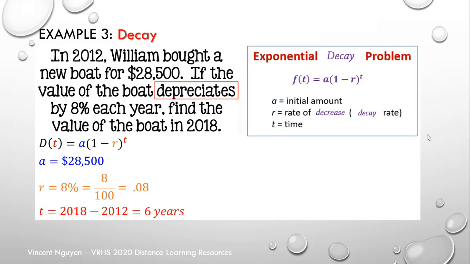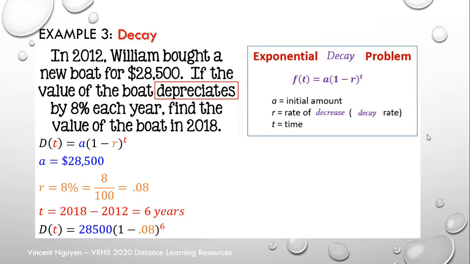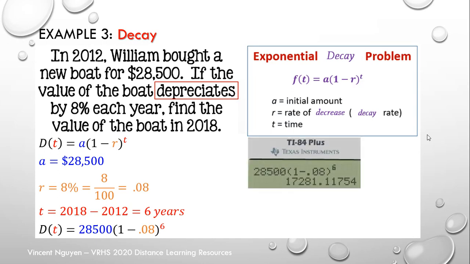T is our time. Again, to find out the time, you take the year that you wanted to estimate, and then you subtract the year that you began the estimation. So in this case, we are in 6 years, right? We're doing this in 6 years. So we substitute everything in, just like before, except for the minus because we're losing value. And then we carefully type all of that into our calculator. No more extra zero, no less zero, right? Make sure you type in things correctly.